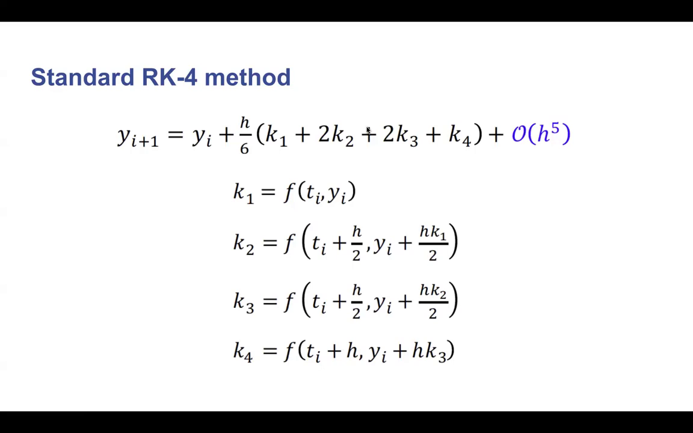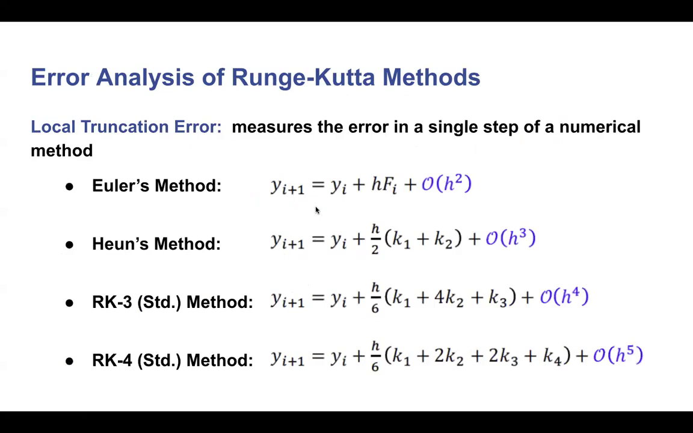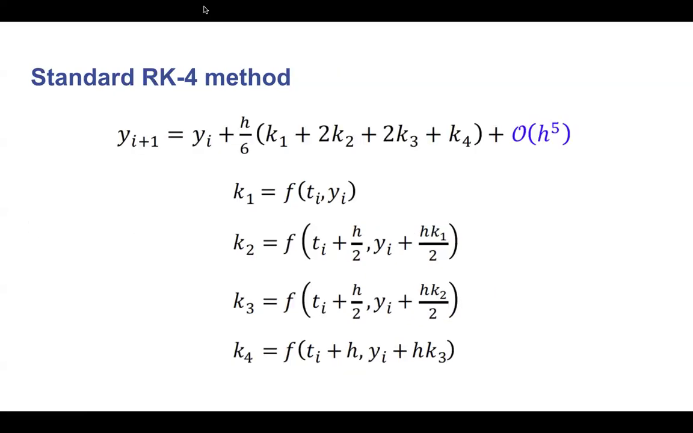It could be a bit calculation intensive because you have to calculate all of K1, K2, K3, K4, but it's a very, very accurate method because the order of accuracy is 5. So I hope you know how to calculate K1, K2, K3, K4. Once you calculate all of them, you just put them in the equation and you'll get yi plus 1. Okay, so let's try to do that.